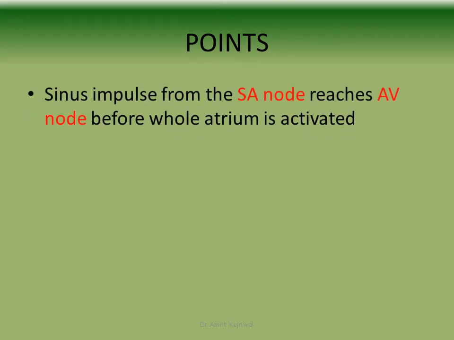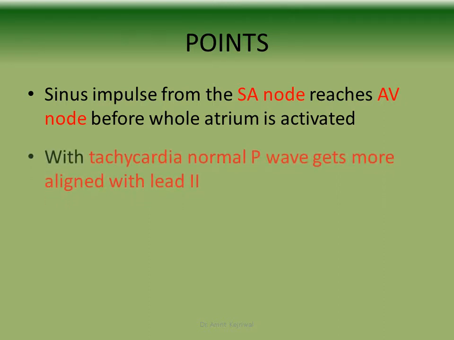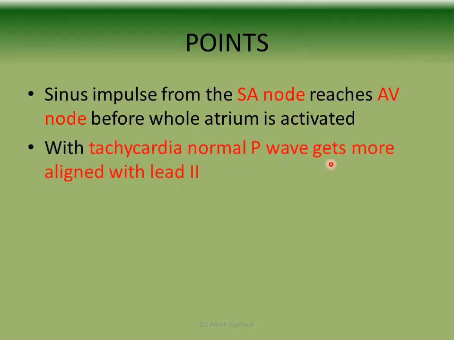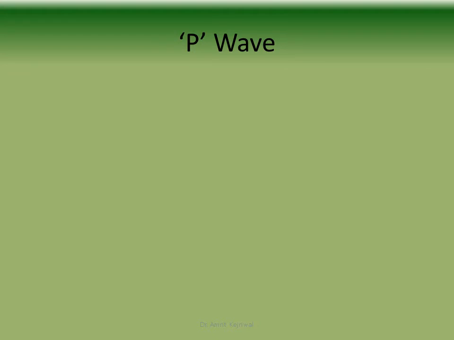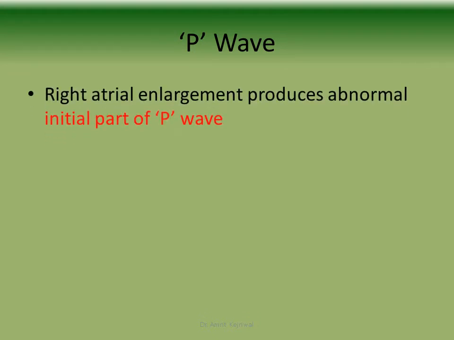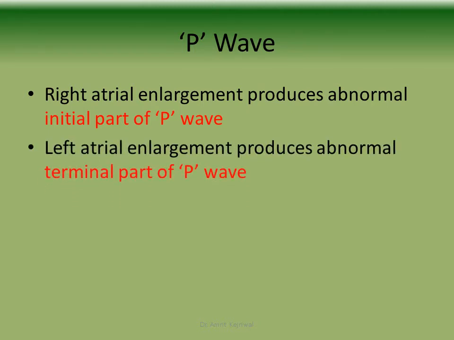Points to be noted. Sinus impulse from the SA node reaches the AV node before the whole atrium is activated. With tachycardia, the normal P wave gets more aligned with lead 2 and it is always positive in lead 1 and lead 2. Coming to the P wave, right atrial enlargement produces abnormal initial part of P wave. Left atrial enlargement produces abnormal terminal part of P wave.